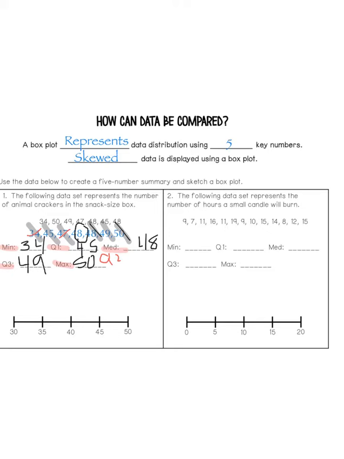Now I'm going to go ahead and plot these points. My minimum is 34, so I'm going to put a point right before 35. My maximum is 50, so I'm going to put a point there. Quartile 1 is 45. The median is 48. And quartile 3 is 49. Right, and I'm going to go ahead and connect these so that I can create the box and whiskers. It should look something like that.